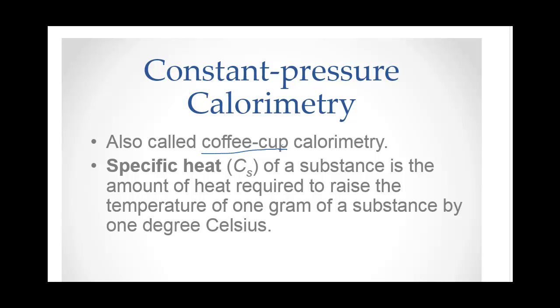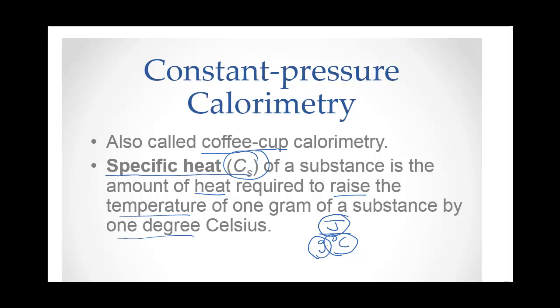A key term here as we move forward is specific heat. We label that C sub S. Let's look at what this is. It's the amount of heat required to raise the temperature of 1 gram of a substance by 1 degree Celsius. So the units we're looking at for specific heat are joules per gram degrees Celsius. It's the amount of heat energy in joules to raise the temperature of 1 gram of substance 1 degree Celsius. That's going to be very important because the specific heat of different substances, as you'd expect, is different.